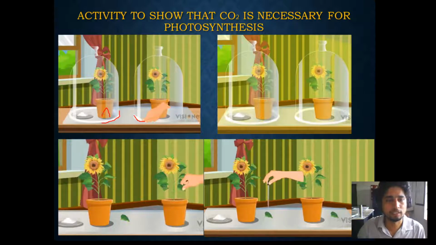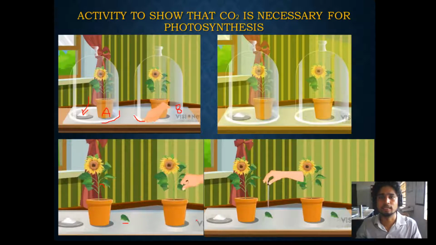The plant in part A does not have carbon dioxide available because all the carbon dioxide is reacting with this potassium hydroxide. Whereas in part B, the plant has an ample amount of carbon dioxide to undergo photosynthesis. So it is clear that one plant is undergoing photosynthesis and another plant is not. To test that, we are plucking the leaf and taking it to test for starch.